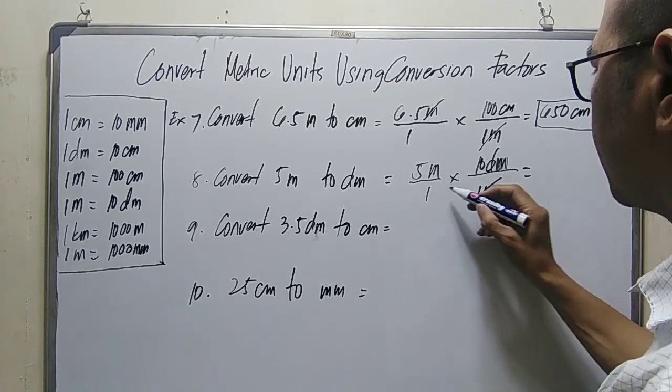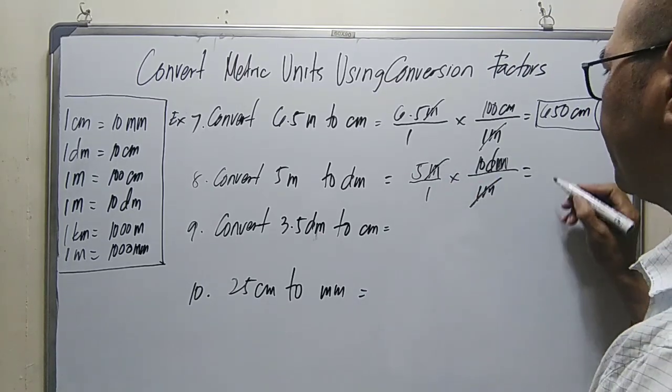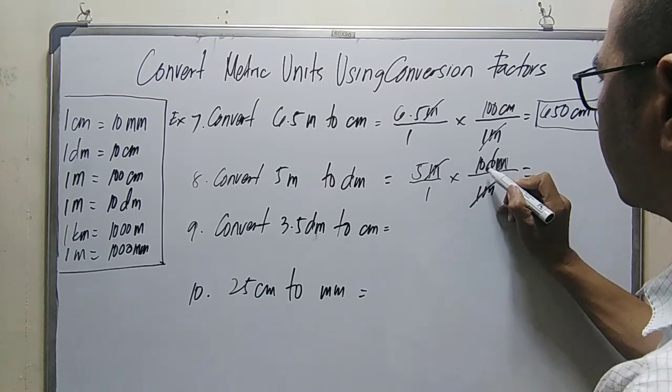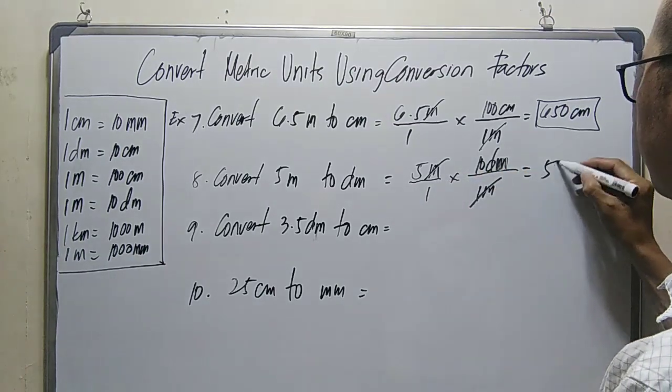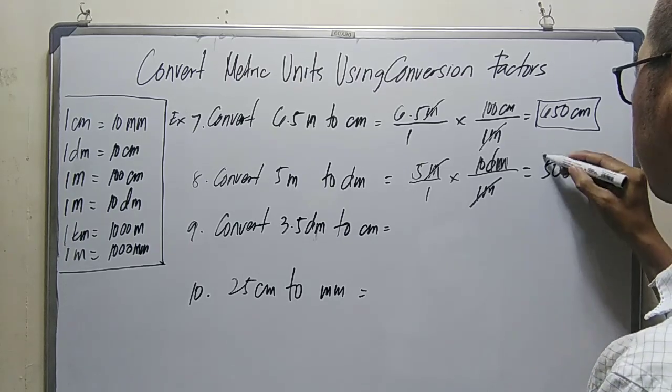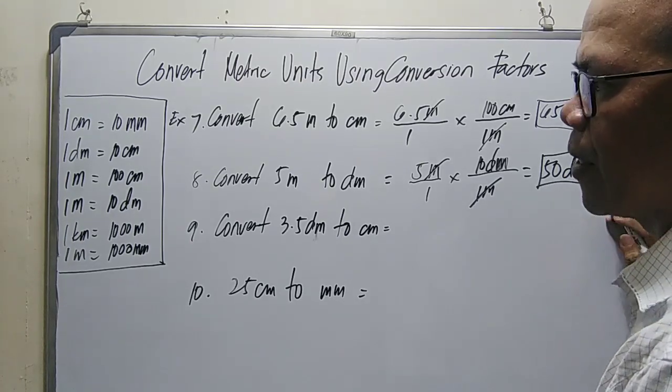Equals, cancel natin si M, tsaka si M. So, naiwan, si 5 na lang at tsaka si 10 decimeters. So, 5 times 10 is, of course, 50 decimeters. So, your final answer sa number 8.